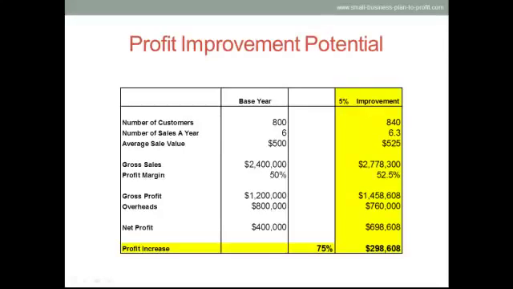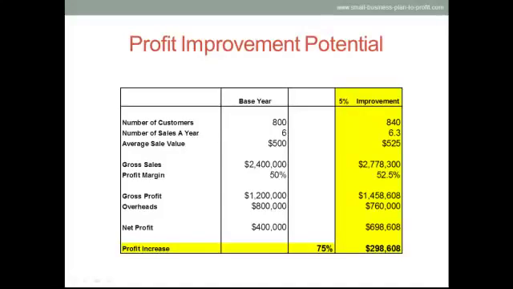The average sale value as they come through we've calculated to be, say, $500. So multiplied all of that up, we've got a gross sales figure of about $2.4 million. Let's say they're making a profit margin of 50% on every sale that they make, so we're making a gross profit of $1.2 million on that level of turnover. Let's say the overheads in running this particular business are $800,000. So as a result, this business at the moment is generating a net profit of $400,000.